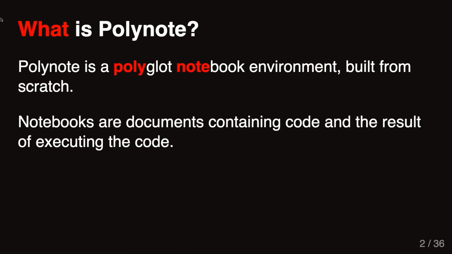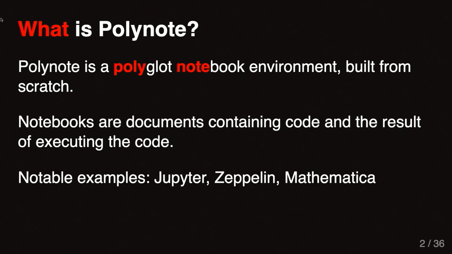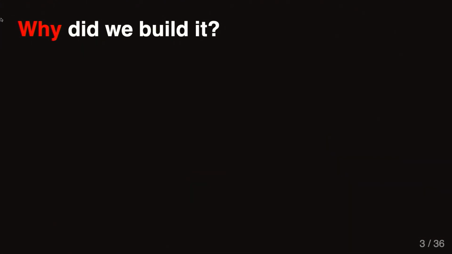For anybody who hasn't used a notebook tool before, a notebook's basically a document containing code and the results of executing that code, and typically some text describing what the code is doing. It's useful for data science exploration and experimentation, among other things. Some notable examples you may have heard of or used are Jupyter, Zeppelin, or Mathematica. So given that those tools exist already, why did we build PolyNote?